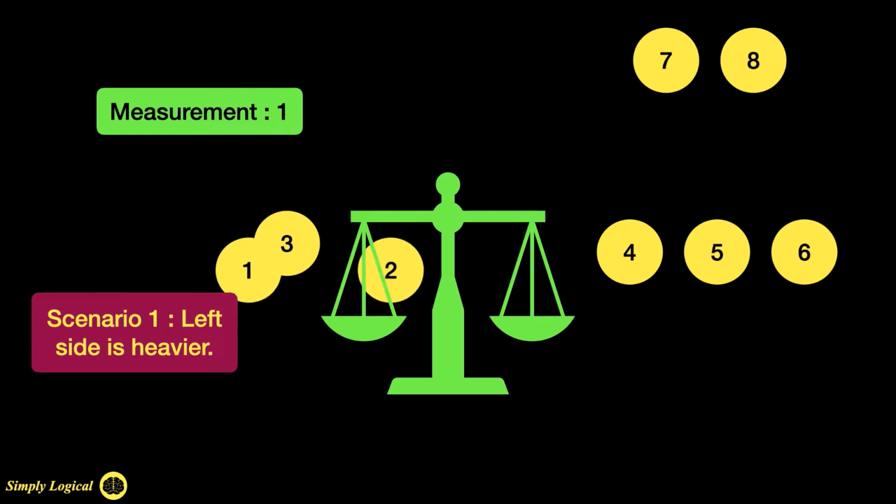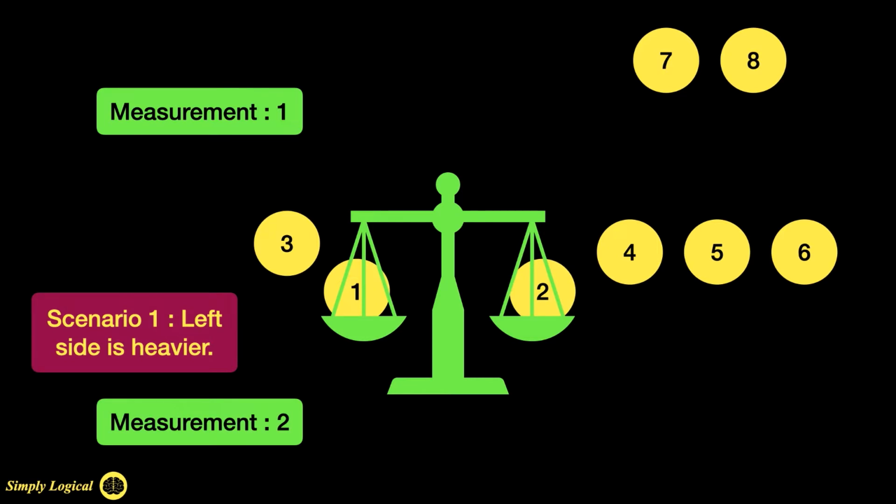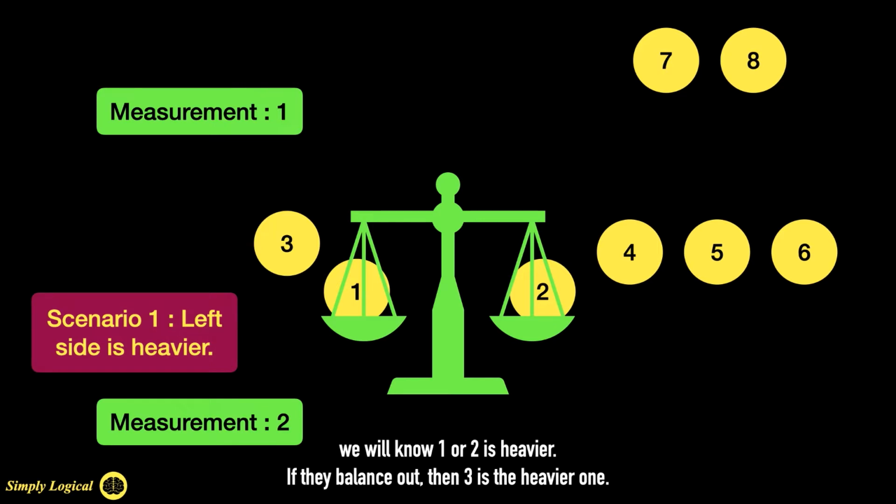Now in the second measurement, weigh 1 on the left and 2 on the right. We will know if 1 or 2 is heavier. If they balance out, then 3 is the heavier one. Thus, the heavier ball is identified by exactly 2 measurements in this scenario.